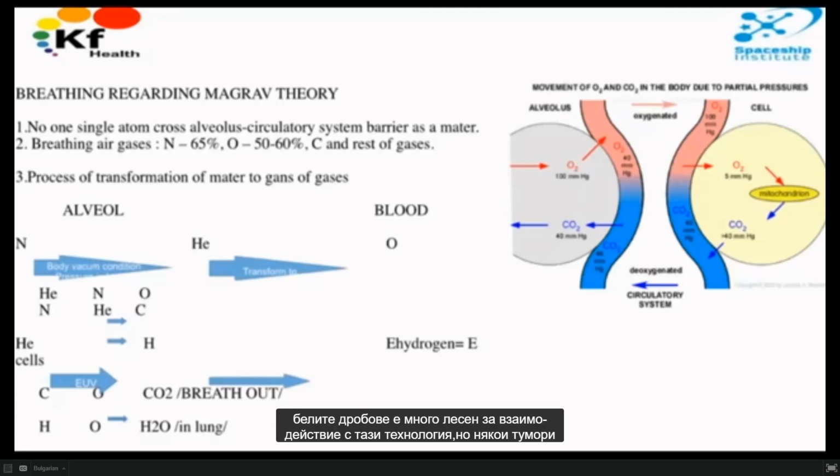Lung cancers are very easy to interact with using this technology. But certain tumors in the lung are impossible to handle with this technology, because they are continuously in different positions of motion and could change.